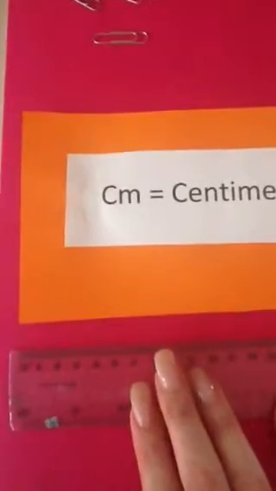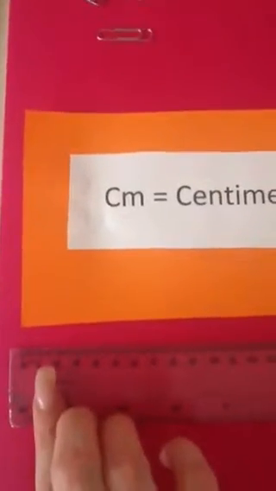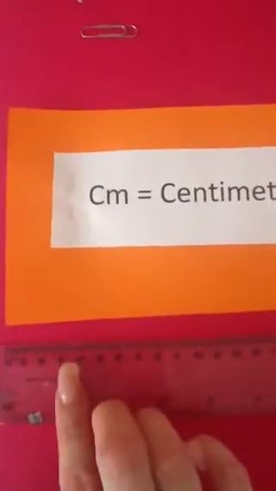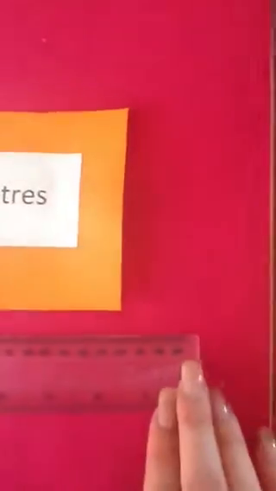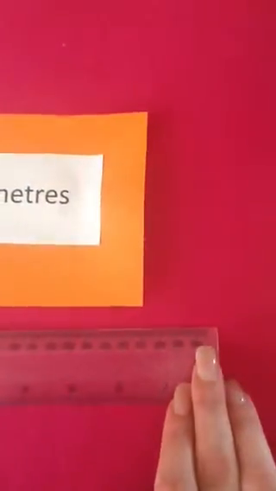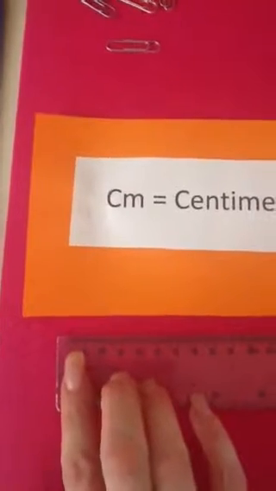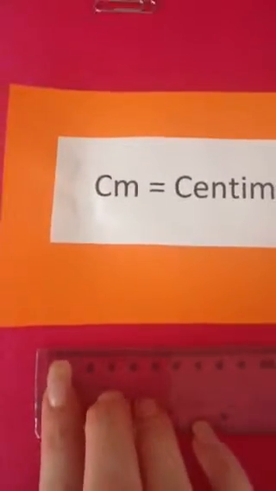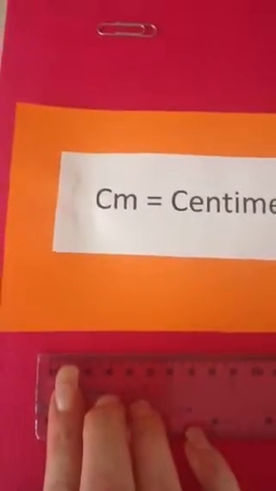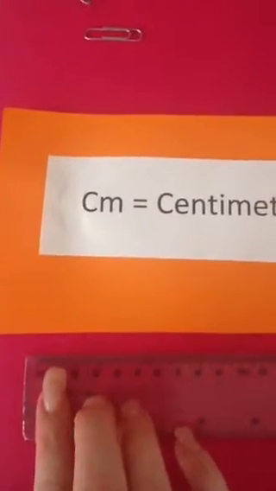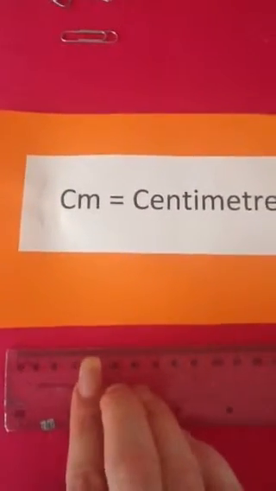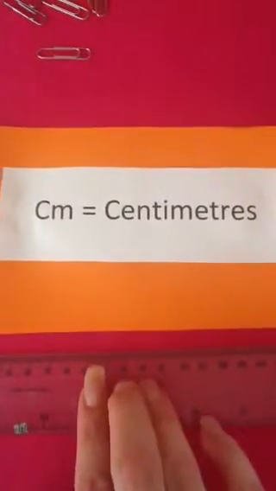So when we're looking at the ruler, we can see 1 centimetre, 2 centimetres, 3 centimetres, and this ruler goes all the way up to 30 centimetres. The little lines in between, from the 0 to the 1, are millimetres. And there should be 10 in between each centimetre. So you can measure very accurately using a ruler.